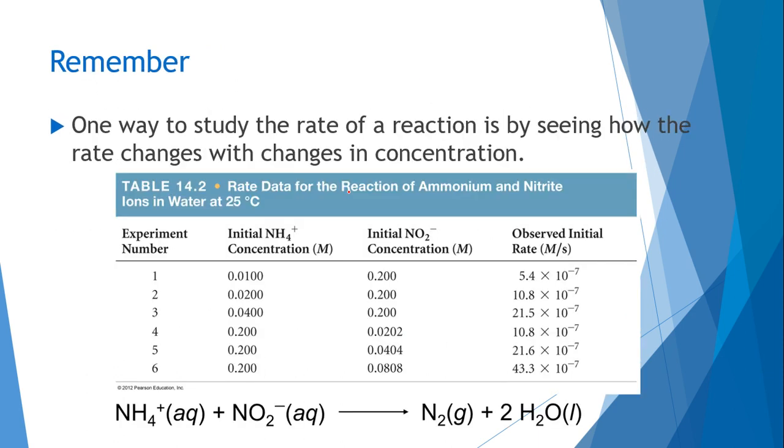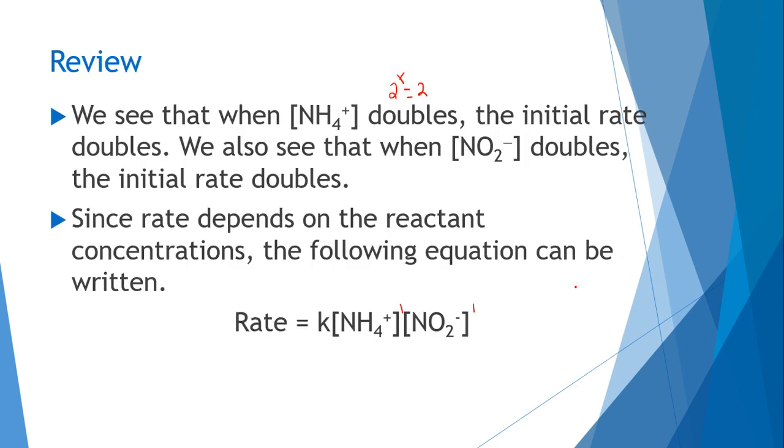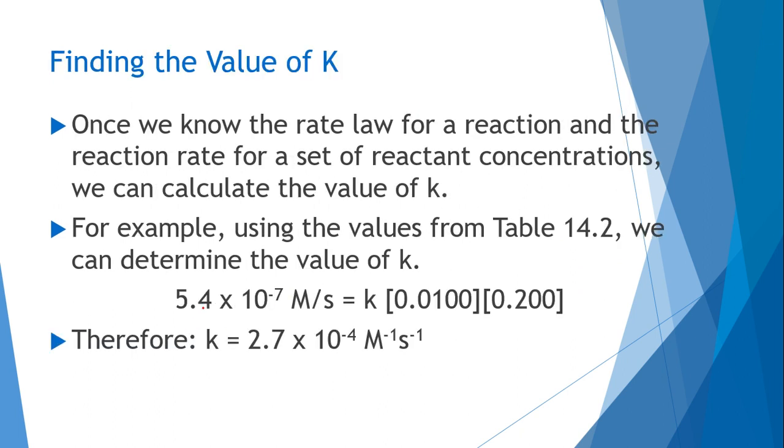The way we do that is we go to this table and we pick the first one, which is usually the easiest, and we see the rate is 5.4 times 10 to the negative 7th. So in this equation right here, we're going to plug that in for rate. Here you're going to see me plug in 5.4 times 10 to the negative 7. This is going to equal our k value, and that's what we're solving for. And then we have our two concentrations.